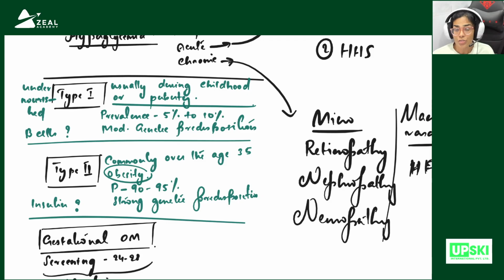Predisposition means if your father or mother has this problem, or any of your immediate family members have this problem, what is your susceptibility? What is the range of predisposition? That's what is called genetic predisposition. So here we have moderate genetic predisposition. Now, most type 1 diabetes mellitus patients are undernourished or lean. So here what's going to happen is autoimmune destruction of beta cells.